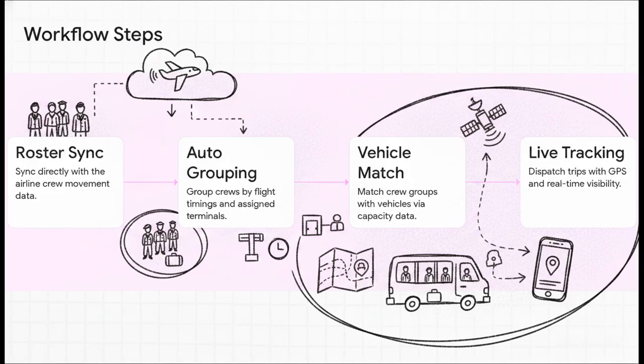And this brilliantly illustrates exactly how that workflow happens in practice. First up, roster integration. The system syncs directly with the airline's crew movement data. Step 2 is auto-grouping. The software automatically groups crews together based on their flight timings, assigned terminals, and layovers. Third, auto-vehicle allocation. It matches those specific crew groups with the exact right vehicles based on capacity and live traffic. And finally, Step 4 is live tracking, giving you continuous GPS updates the whole way.